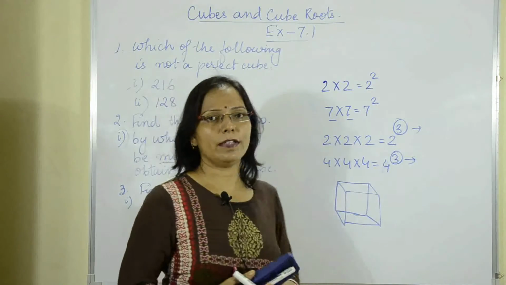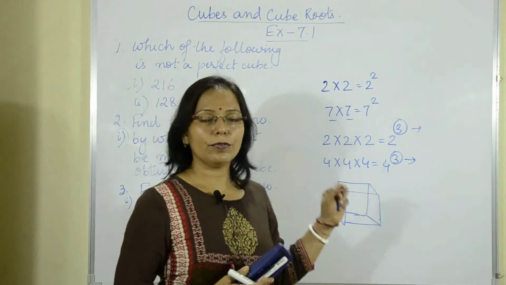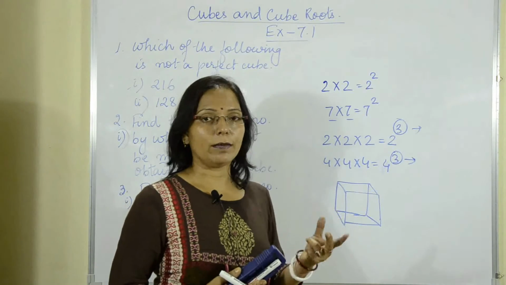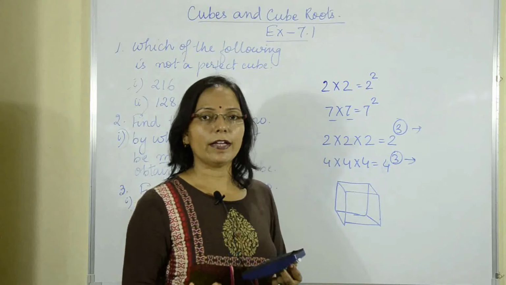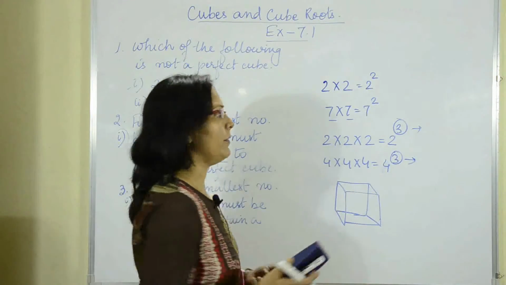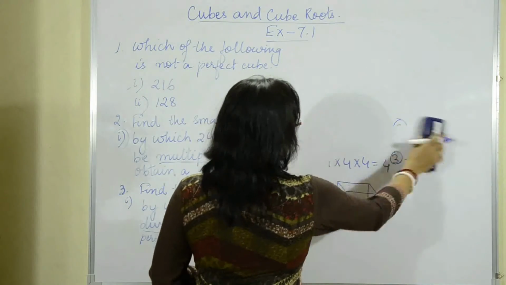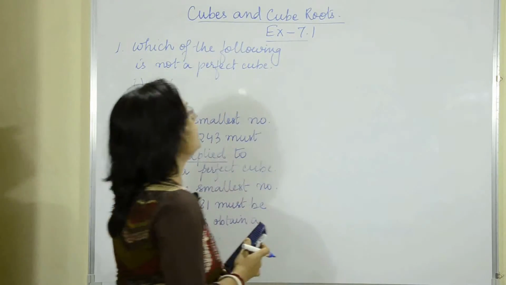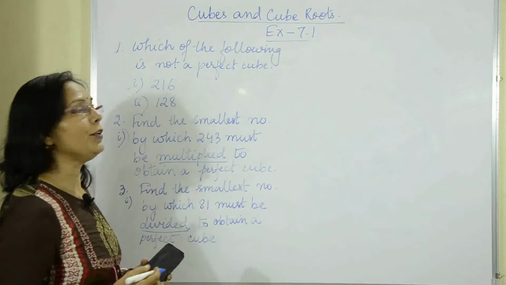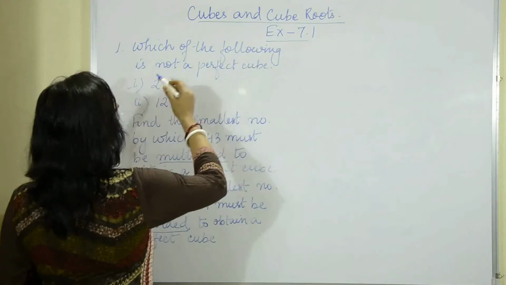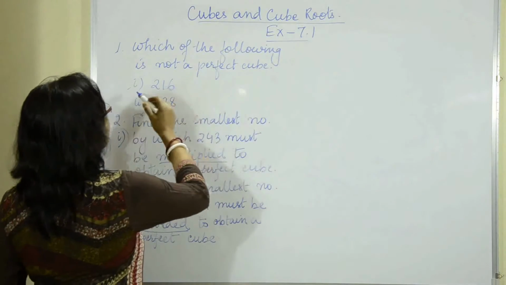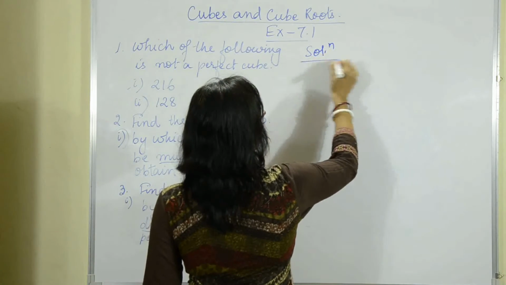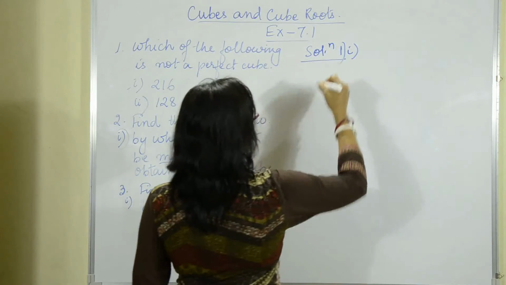Now we start with the exercise and get to know how to find out what is a perfect cube, how to see when a number will be a perfect cube, when divided, when multiplied, etc. So I have taken a few questions from your exercise 7.1. Have a look at the questions I have written on the board. Number 1, which of the following is not a perfect cube? First of all, we need to see by solving it. I have taken 2 questions from here.